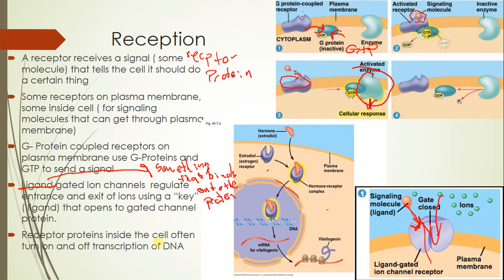And receptor proteins inside the cell often turn on and off transcription of DNA. Ultimately, what most of these signals end up telling the cell to do is to pass a message along, usually into the nucleus, and tell it to start or stop transcription of specific proteins. And usually it does that by signaling the molecule that ultimately goes into the nucleus to be a transcription factor, or a helper to start making and transcribing certain proteins.